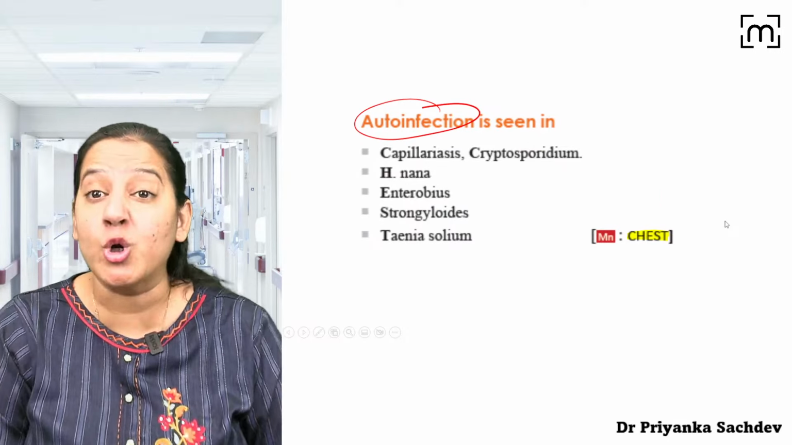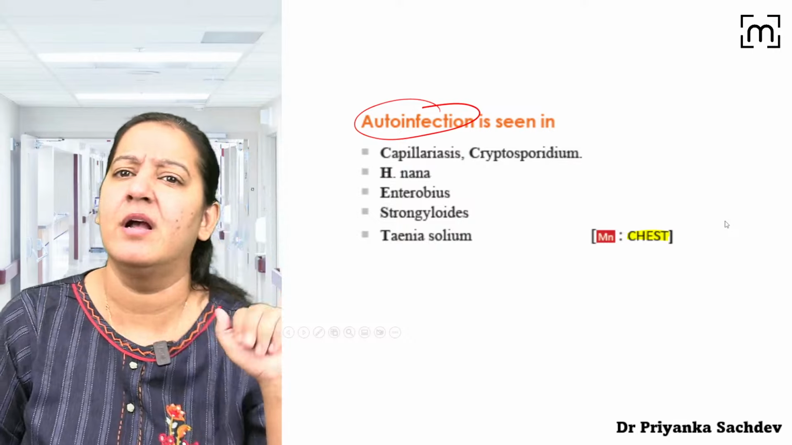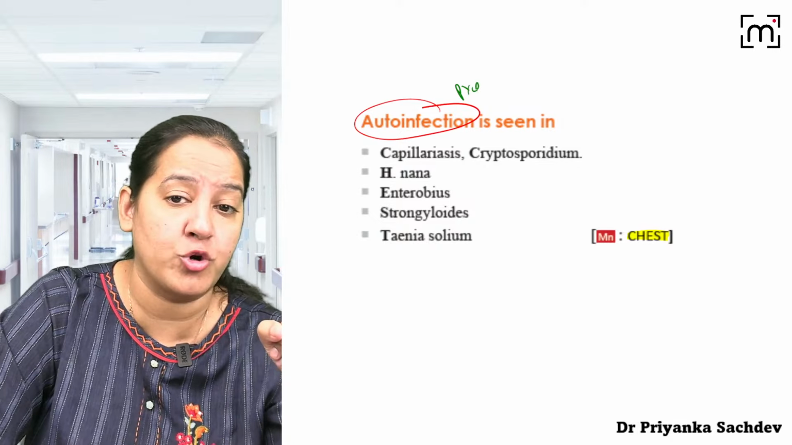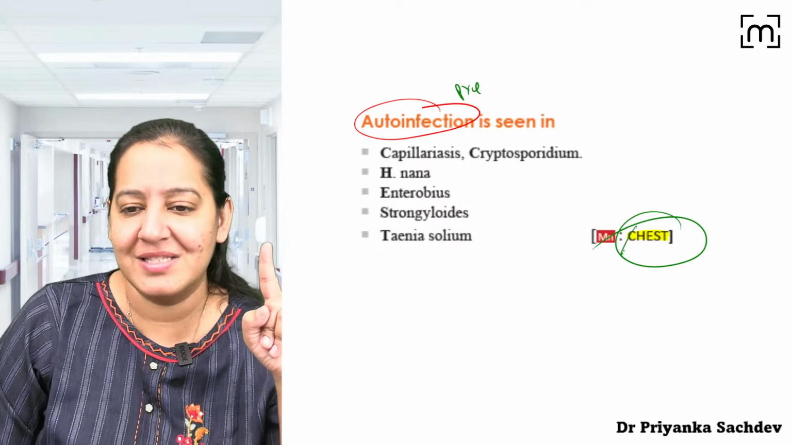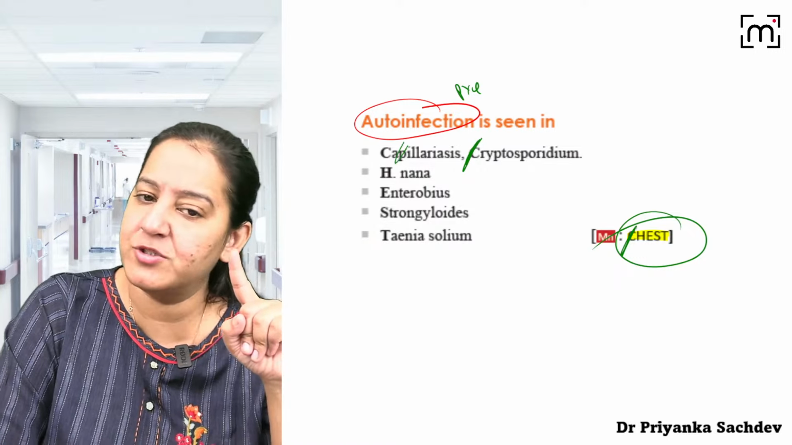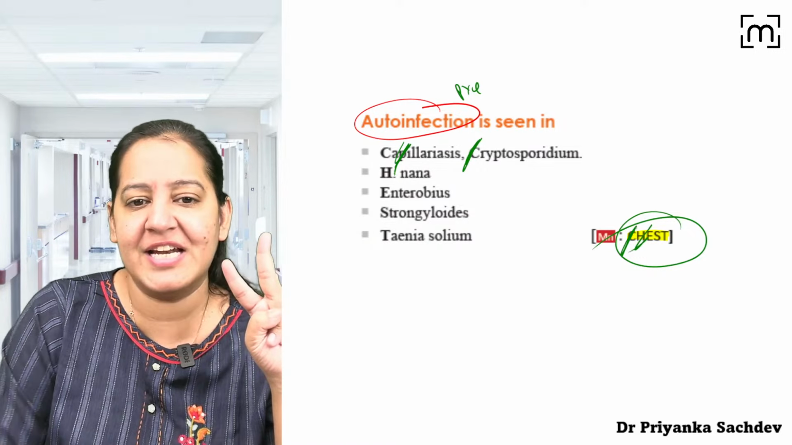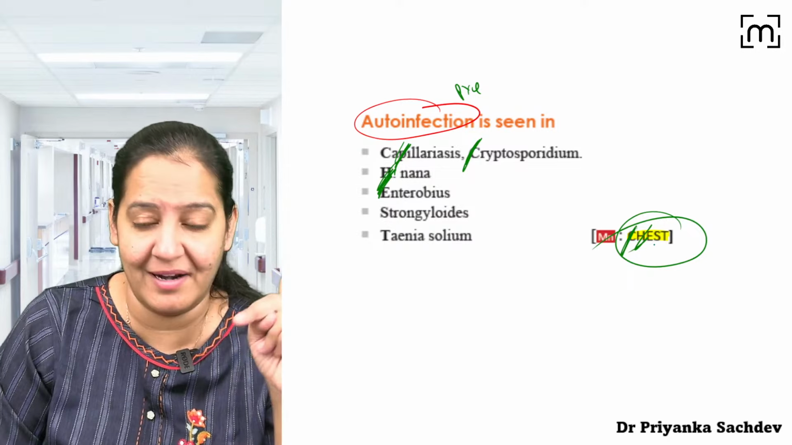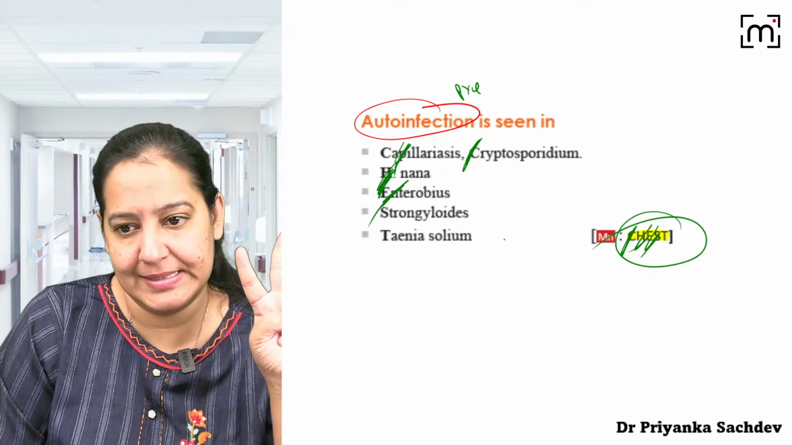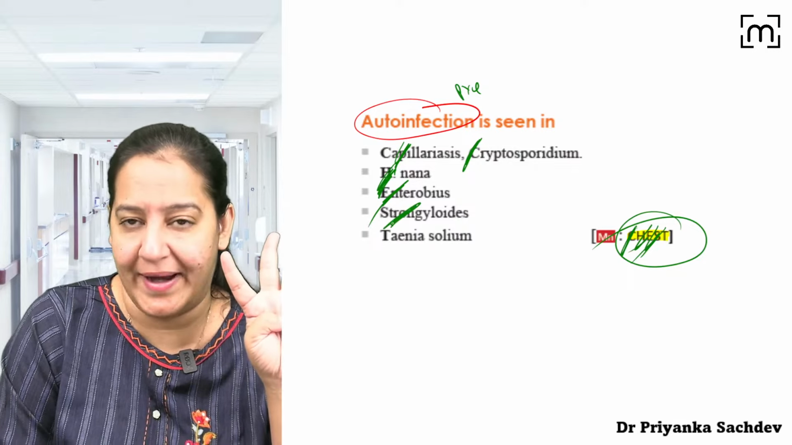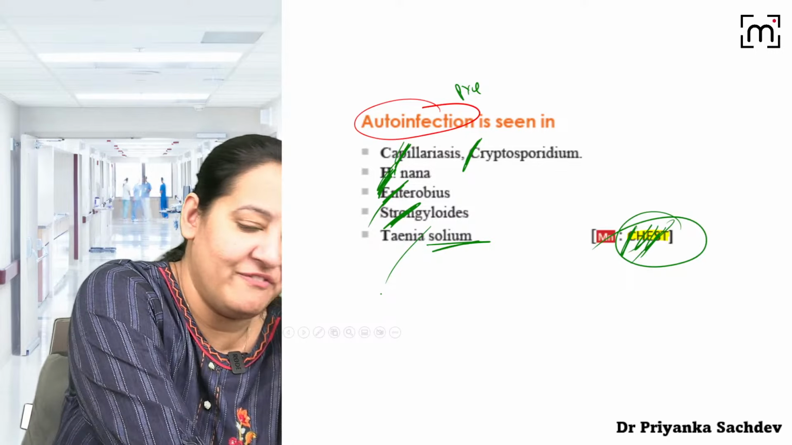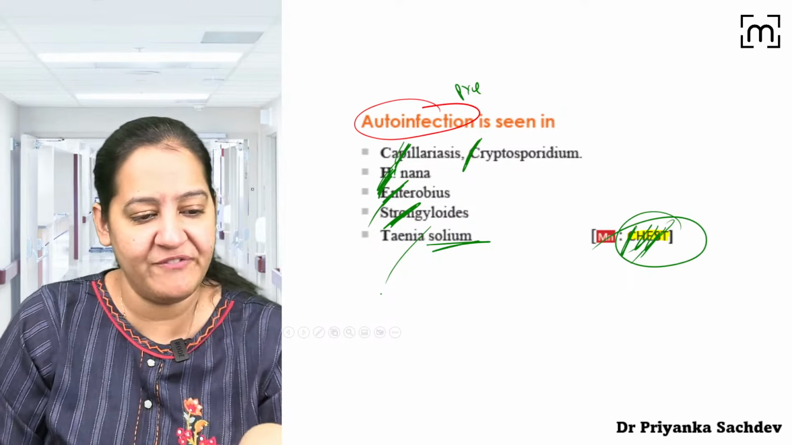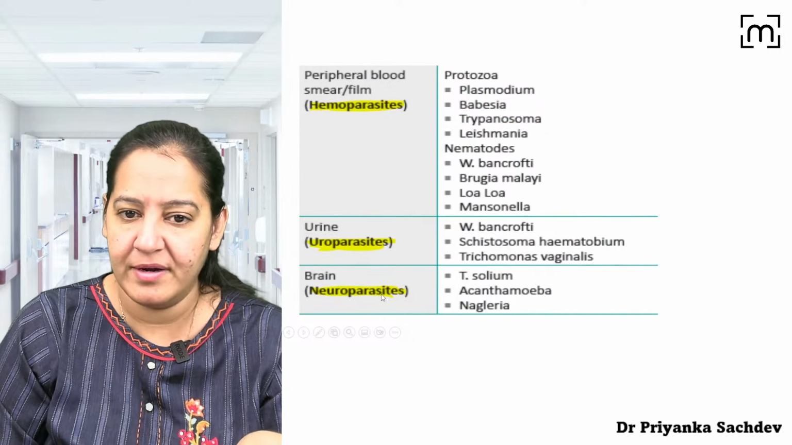So how many parasites show auto-infection? The 5 parasites, very important, commonly asked. This was a question in last year's PYQ also, auto-infection. The mnemonic is CHEST, C-H-E-S-T. C stands for Cryptosporidium and Capillaria also, right? H stands for Hymenolepis nana. Hymenolepis nana was the answer last year, right? E stands for Enterobius, right? S stands for Strongyloides and T stands for Taenia solium, not saginata. So the mnemonic is CHEST. What is the mnemonic of auto-infection? It's CHEST. Can you write it down? It's CHEST. So we will revise it till now.